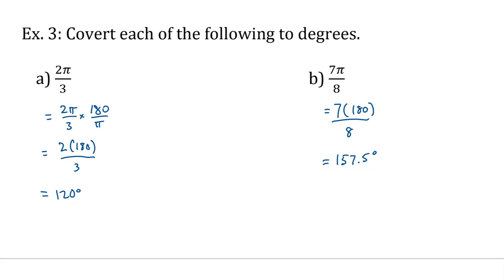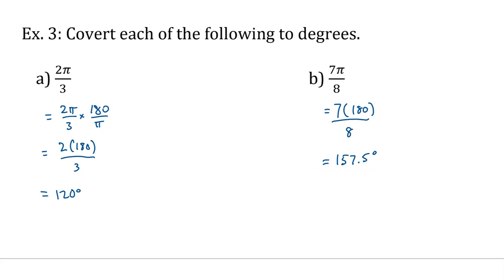Okay, so for the first one, I did like the whole show kind of thing. I multiplied by 180 over pi. The pi's divide to 1. You get 2 times 180 over 3. And whether you do 2 times 180, which is 360, 360 divided by 3, which is 120, or maybe you do 180 divided by 3, which is 60 times 2 is 120, it's 120.